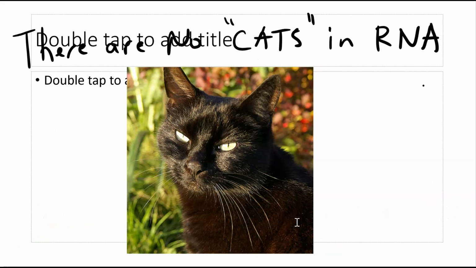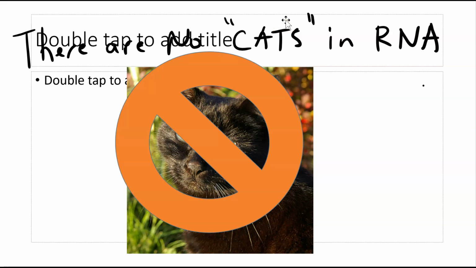Okay. One of the things that I tell my students is there are no cats in RNA. The moment that you see the word cat, because of the T there, you know that you've messed up. So there are no cats in RNA. Use that as a quick check to see if you've done transcription correctly.